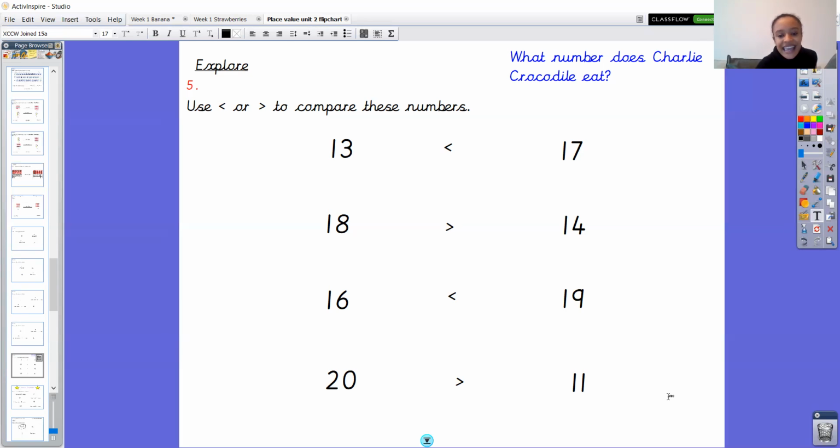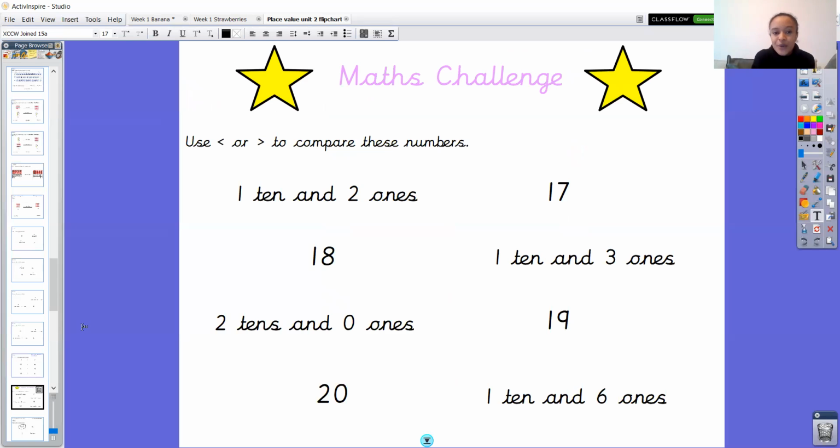Brilliant. 20 is more than 11. Fantastic, really great job. So that's our final question, but I have got a little maths challenge. You know we like to have a maths challenge in year 1. So here you've got the numbers written out in tens and ones. One number is in tens and ones and one number is just the numeral. So if you are feeling up for the challenge, you're going to compare this number with this number, then this one with this one, and this one with this one.